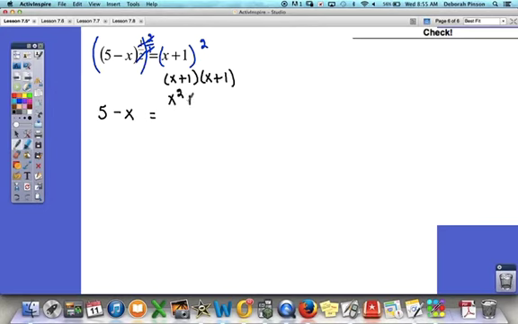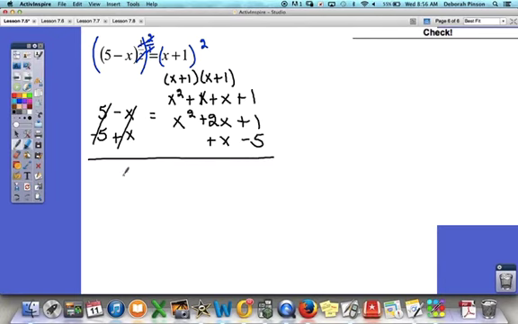So x squared plus x plus 1, or x squared plus 2x plus 1. And then I'm going to get everything on one side of the equal sign. It's a quadratic, so I need to solve it by either factoring or quadratic formula, so I need to get everything grouped together. So x squared plus 3x minus 4. Now I'm going to try to factor this one. If it won't factor, I'll use quadratic formula.